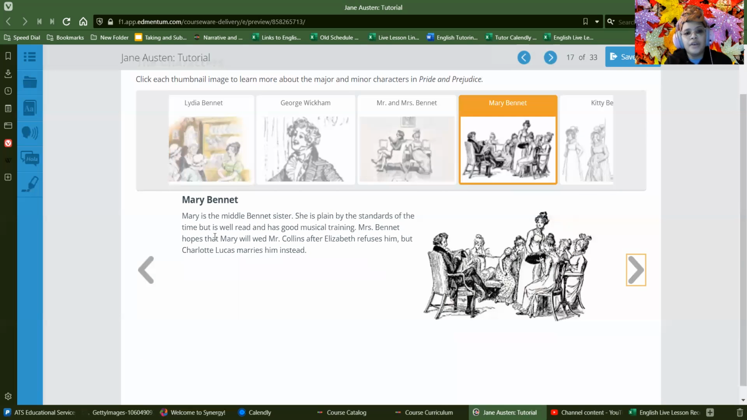Okay, so we have Mary Bennet. That's the middle Bennet sister. She's pretty plain for the standards of the time, but she has good musical training and is well read and educated. And then it says Mrs. Bennet hopes that Mary will wed Mr. Collins after Elizabeth refuses him, but Charlotte Lucas marries him instead.